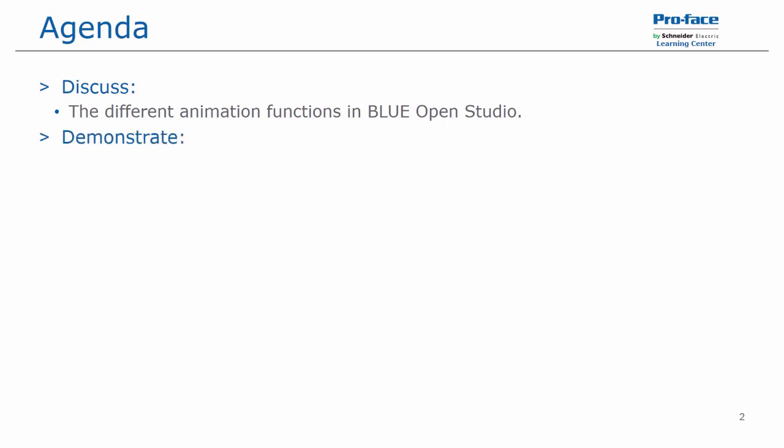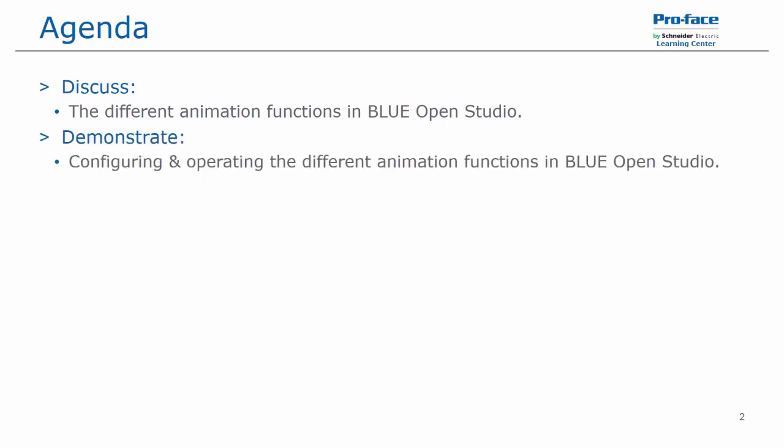In this video, we will be discussing the different animation functions in Blue Open Studio, and we will demonstrate configuring and operating the different animation functions in the software. Inside of Blue Open Studio, there are 9 different animation functions available.